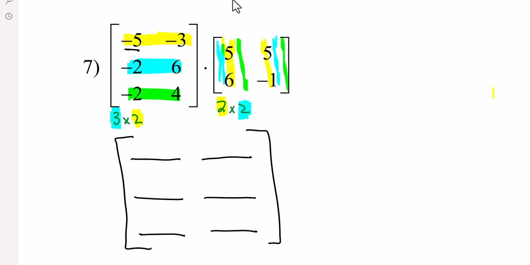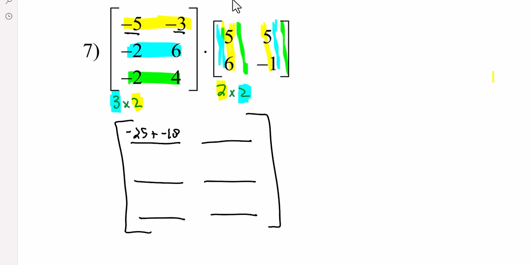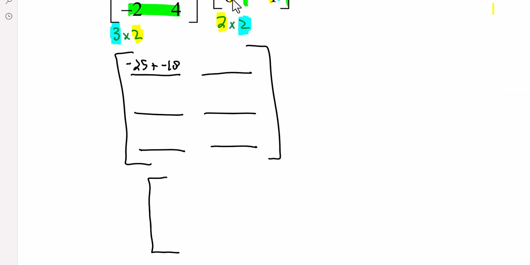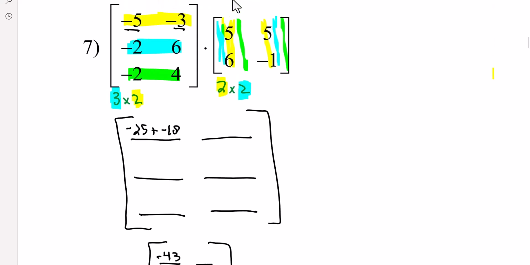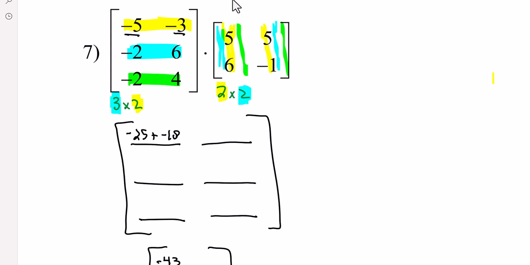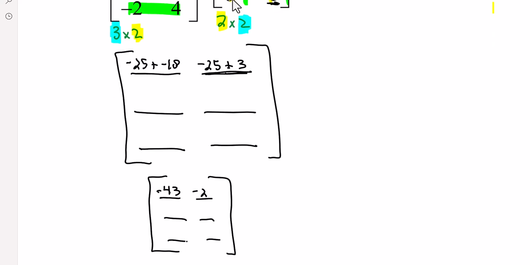So we have negative 5 times 5, which is negative 25, plus negative 3 times 6 is negative 18. When you add negative 25 and negative 18, I believe you get negative 43. But double check that, because I could be wrong. All right, now we're going to do upper right. So negative 5 times 5, which is negative 25, plus negative 3 times negative 1, plus 3. That gives us negative 22.